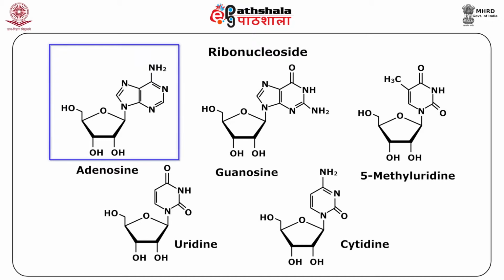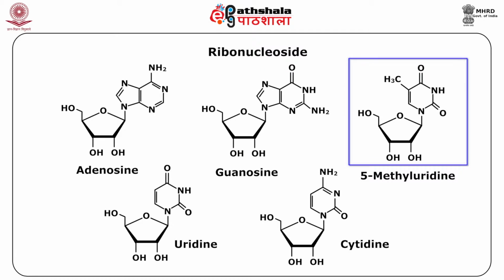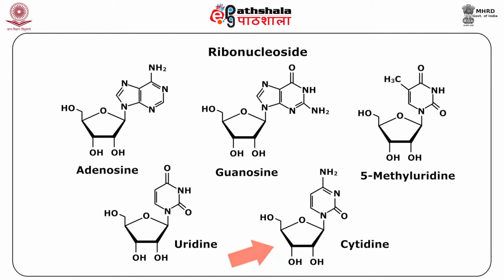Now in adenosine, it is the adenine moiety which is attached to a pentose sugar via the N9 atom. In guanosine, again the way we saw it in adenosine, it is attached via the N9 atom to a D-ribose sugar. Next is 5-methyluridine, a pyrimidine in which D-ribose will be attached to the N1 atom. Similar holds true for uridine and cytidine.